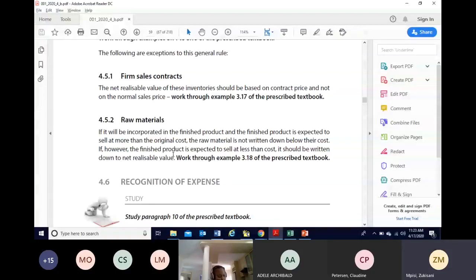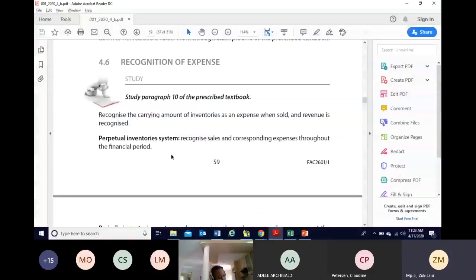Two important facts about raw materials: raw materials are not written down if finished goods are expected to sell for more than the original cost. If finished goods are expected to sell at less than cost, then we have to write down raw materials to net realizable value. So whatever you are writing down will be a cost.